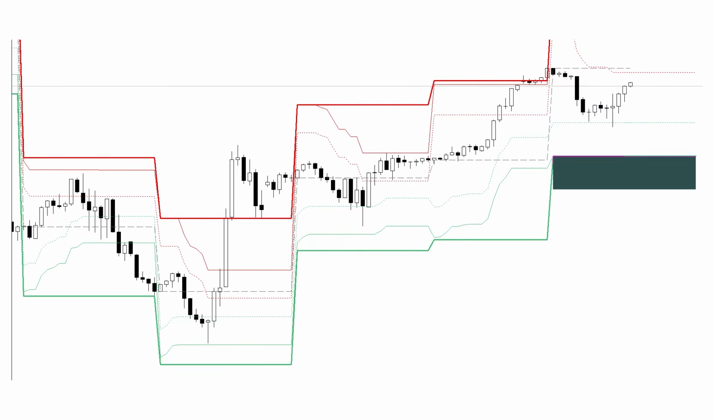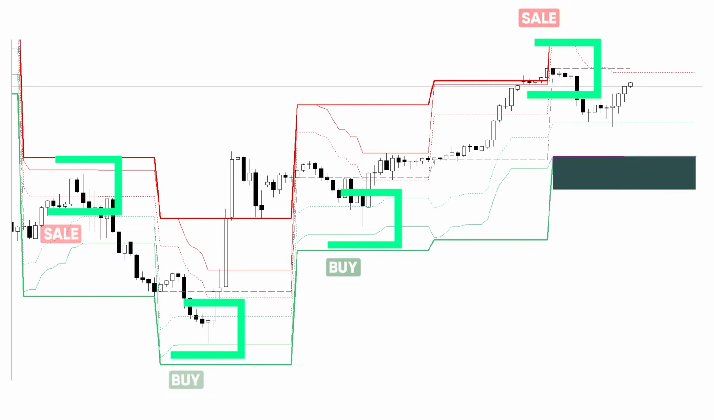Today, I'll show you how to use this tool and, most importantly, how easy it is to open trades with ATR Zone and avoid unnecessary losses.